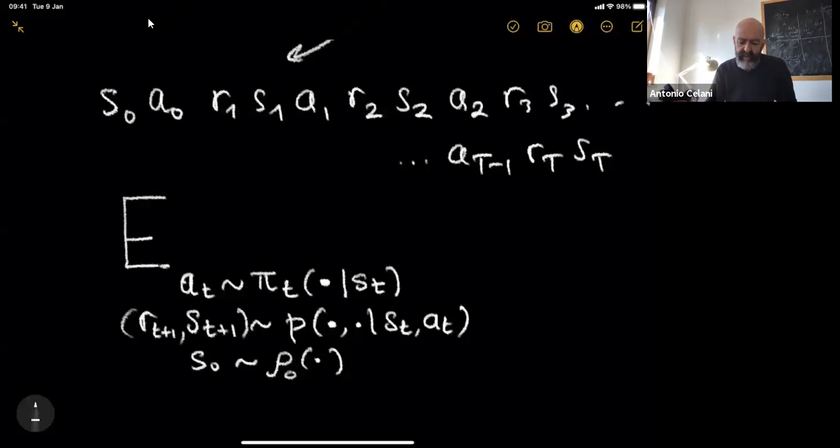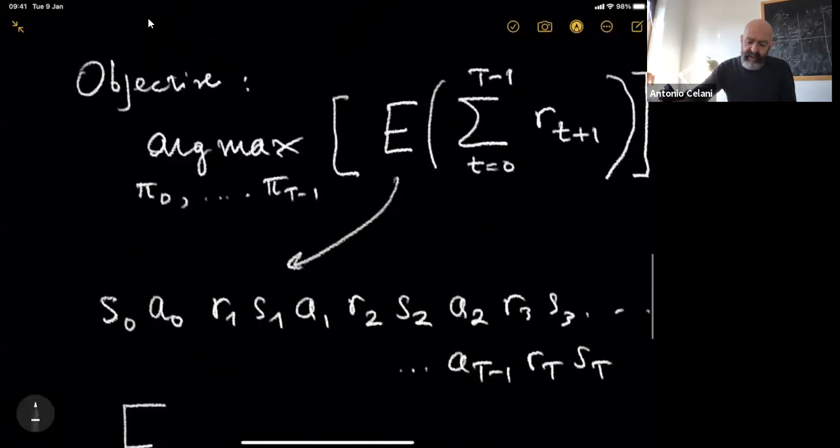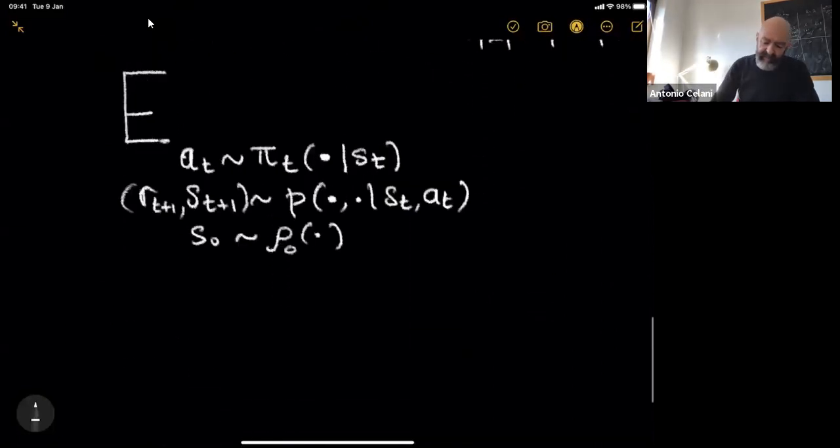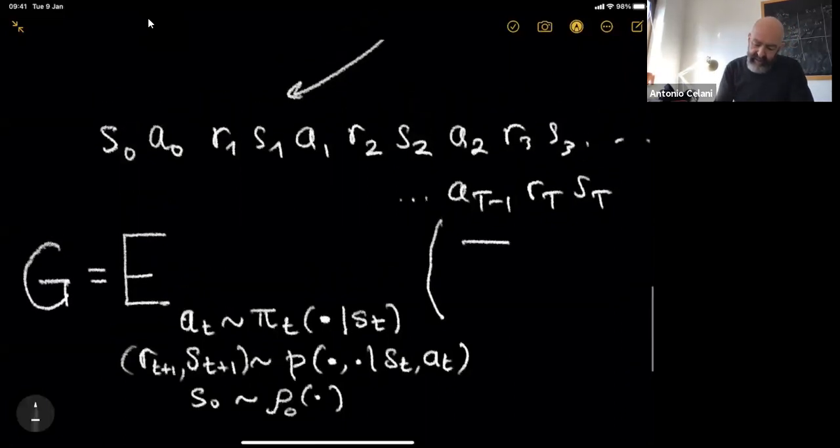I'm deliberately very, very slow and redundant for you to understand what all the implications are here. So when we write this objective function here, again, I'm going to rewrite this. This is a big object. Let's call this objective function for the moment G. This is, again, I'm repeating, the sum from 0 to T minus 1 of the rewards R_{t+1}.